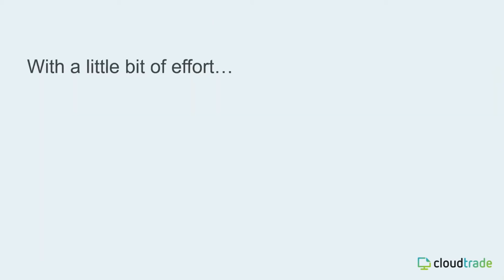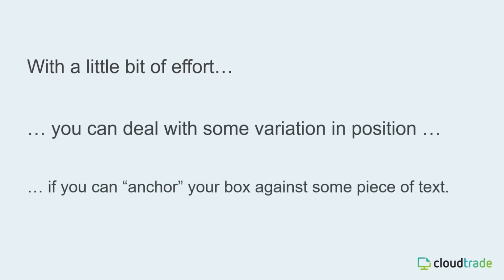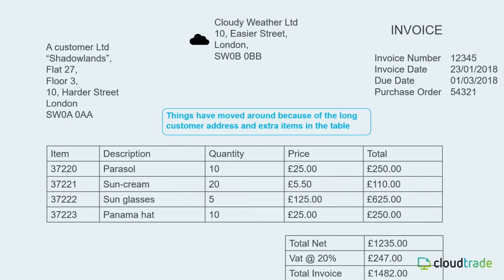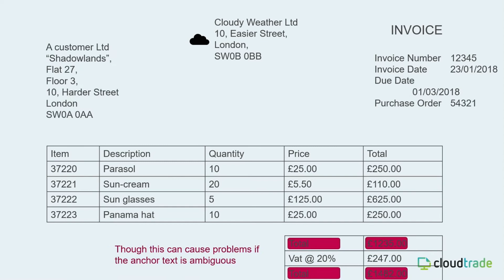With a little bit of effort, you can deal with some variation in position if you can anchor your box against some piece of text. Things may have moved around because of the long customer address and extra items in the table, but the total box is always a fixed space to the right of the words total invoice. Though this can be problematic if the anchor text appears more than once.